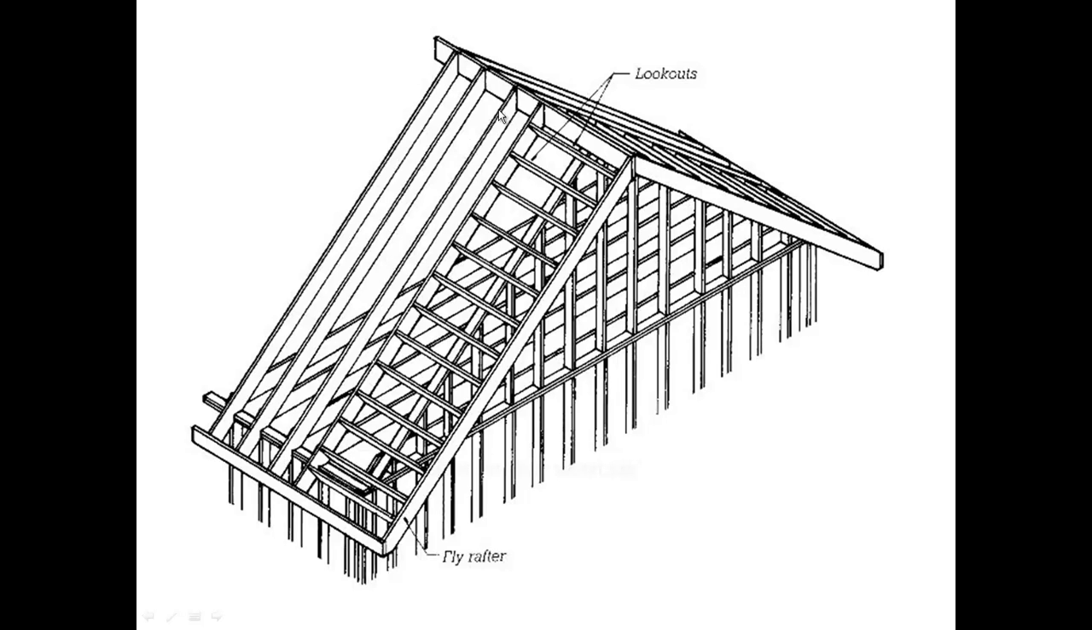We've got our regular rafters in here that have bird's mouths on them to set over the top of the double top plates. The fly rafter does not, because it doesn't have a wall to set on. It's being supported off these lookout framing pieces on the outside.